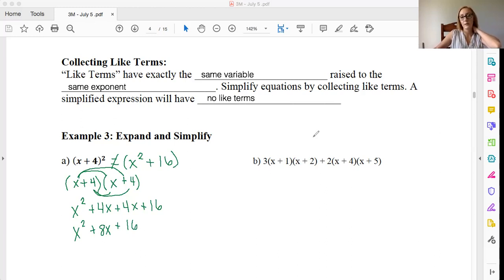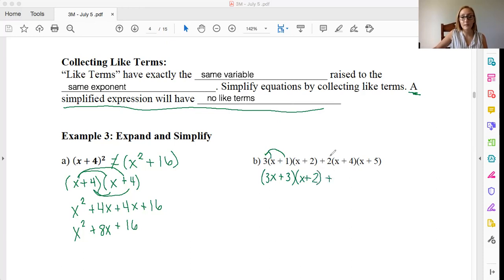So like they said here, a simplified expression will have no like terms, meaning that every variable has a different exponent. So here, there's nothing that's the same. This one's a little bit trickier, keeping in mind for future quizzes. Maybe put a star next to it. Okay, so our first step here is we're going to multiply everything by 3 inside the first bracket, only the first one. Okay, so we're going to do 3x plus 3, x plus 2.